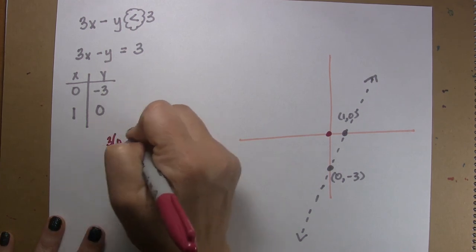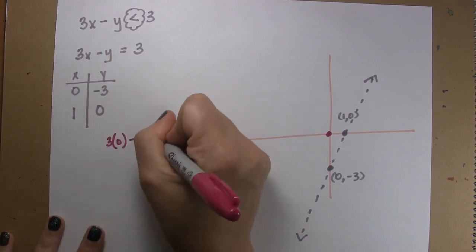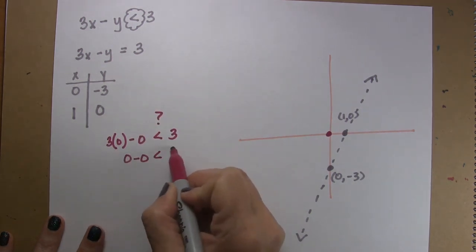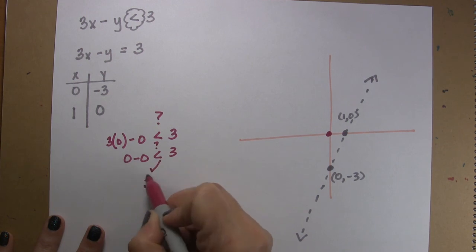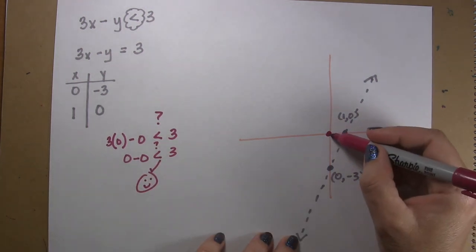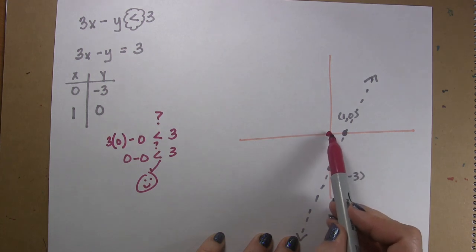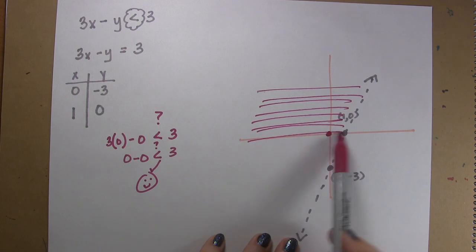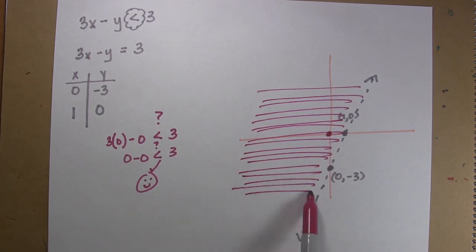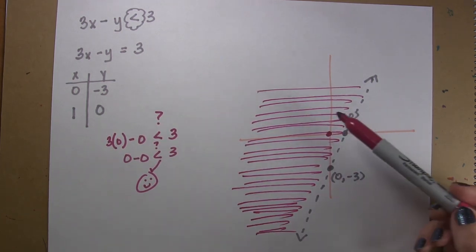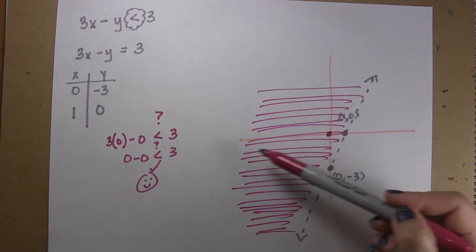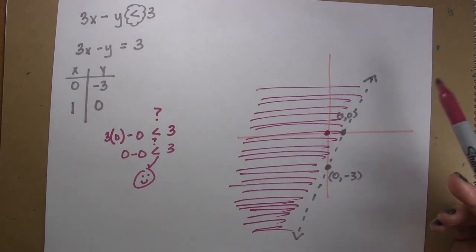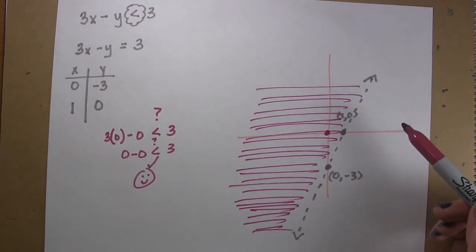So we're asking ourselves, 3 times 0 minus 0, is that less than 3? So 0, 0, is that less than 3? Yes, it is. So 0, 0 is in the correct part of this graph to be included in all the points that we're talking about. So everything on this side of the line is included in this equation. Everything on this side of the line is not included in this equation.